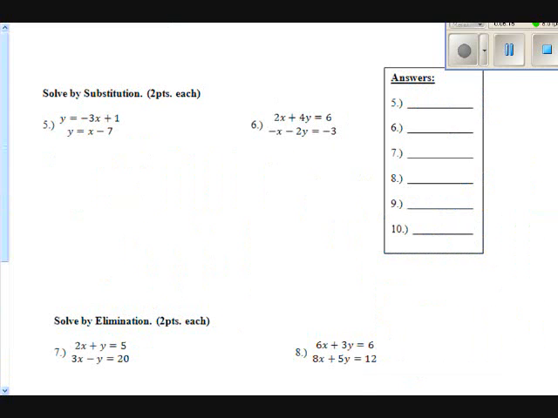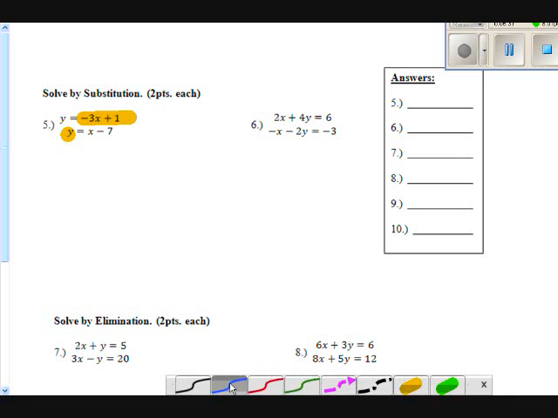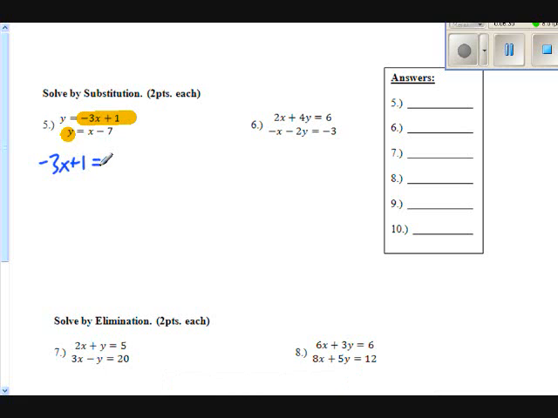All right. Moving right along, if I take a look at the next one. Again, solve by substitution. If I look at this one, it's already solved for y. In fact, both of these are already solved for y. Y equals this. All right? And I'm going to go right here, and I'm going to plug that in for y. So I've got negative 3x plus 1 equals x minus 7. Okay, I plug that first y value into the second equation.